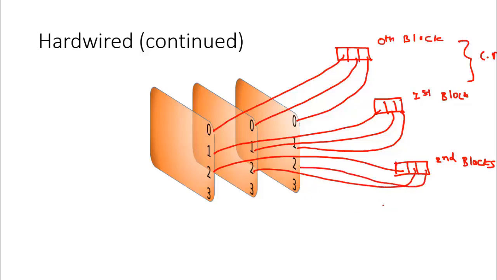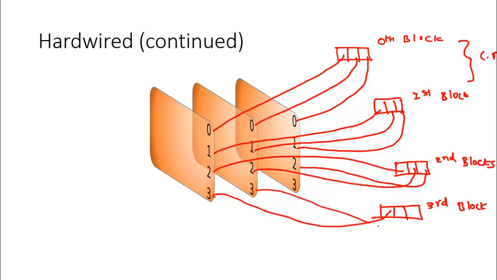Finally, the third block of cache memory, and the connection is something like this. There's the first bit, this one is the second bit, and here the third bit over here. So this is how these multiplexers are connected with the registers.